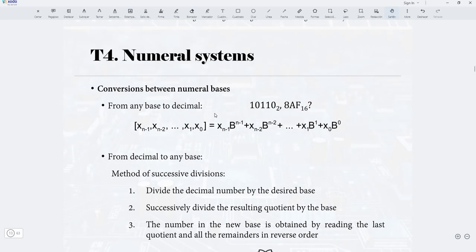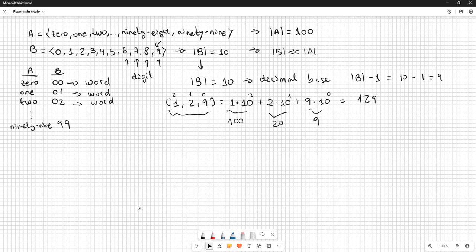Okay, we are going to see now conversions between numeral bases. We are going to go from any base to decimal, okay? So from binary, from hexadecimal, from octal to decimal. We are going to use these 2 examples. In fact, the formula is the one that I previously used. So I'm going to delete all this.